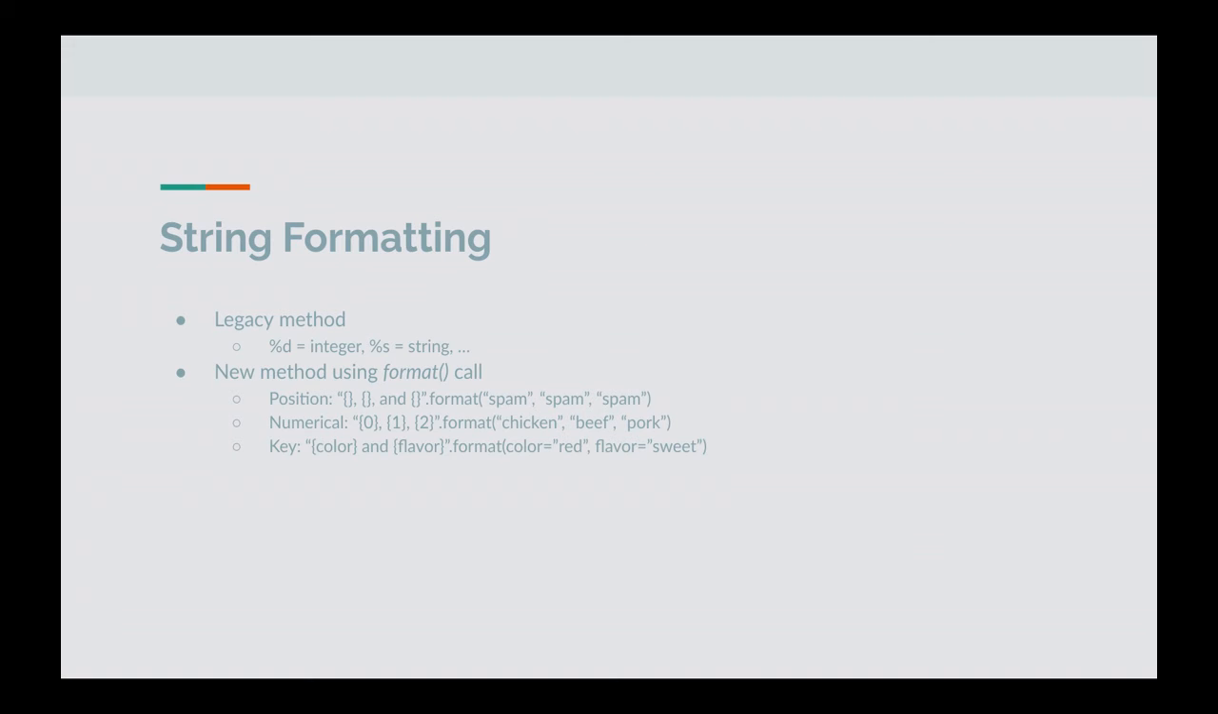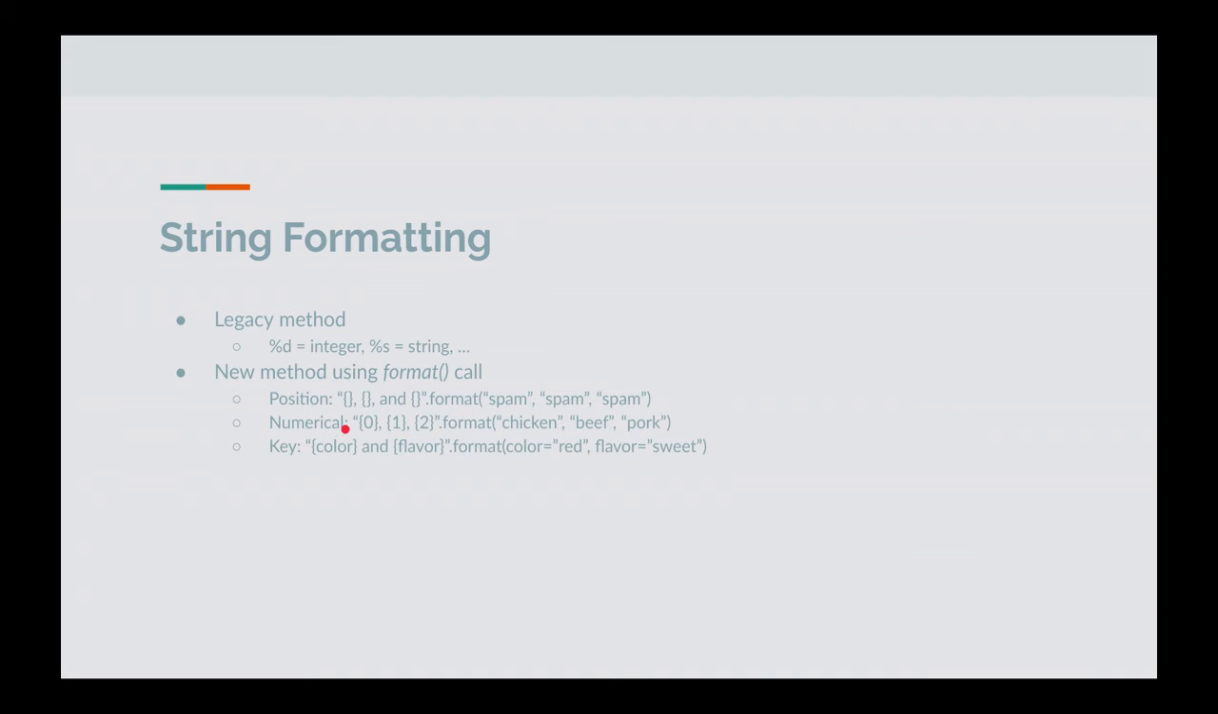The new method uses the format function call. So you can have it by position, where you use curly braces to signify where those replacements are going to occur, and then at the end of your text string, after you've closed the quotes, you just use the format function call and you drop in whatever it is that you want. In this case, it would go left to right: spam, spam, spam.